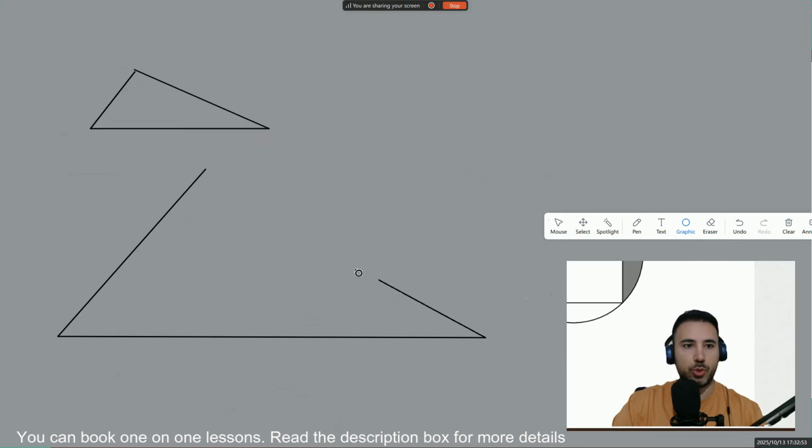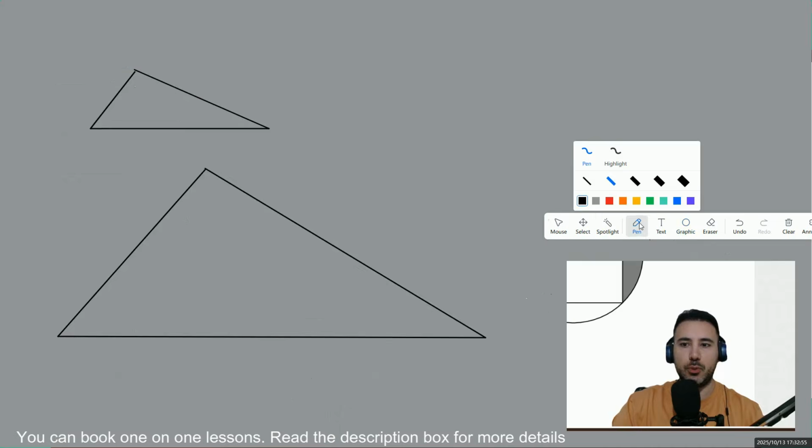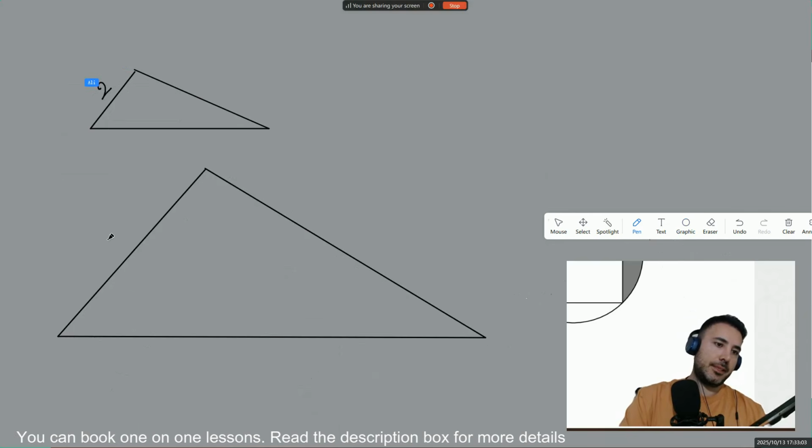So I'm trying to draw them similar. So now if this one, for example, is equal to 2, this one is equal to 5. And the area of this one, all of this is A. What is the area of this one? That's the question, right? So we know that the ratio of the sides is 2 to 5.